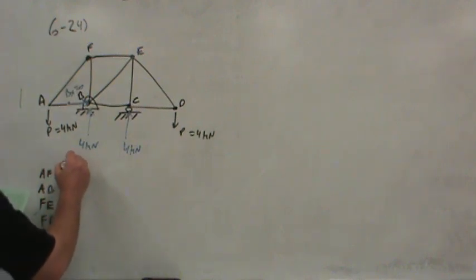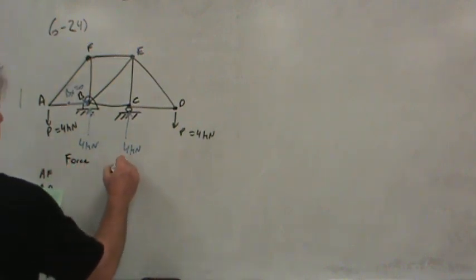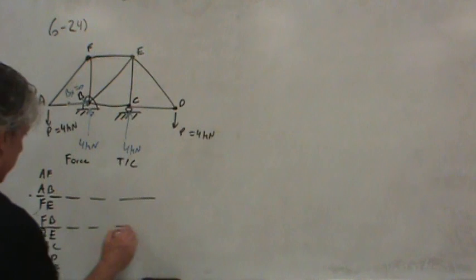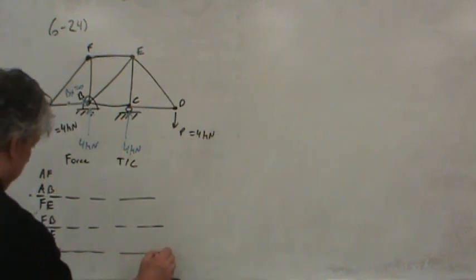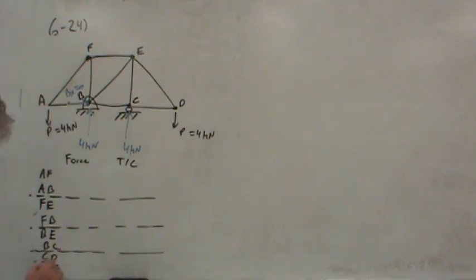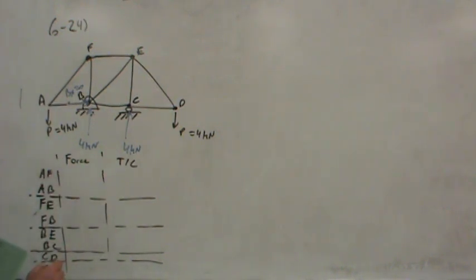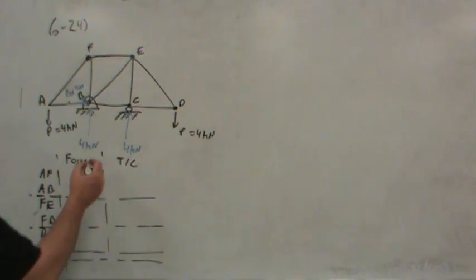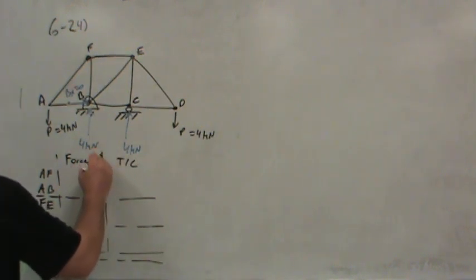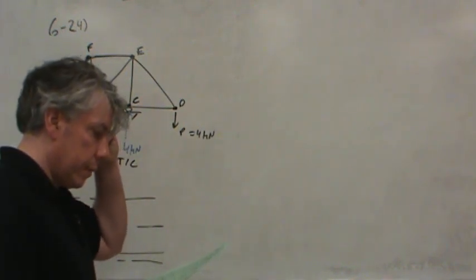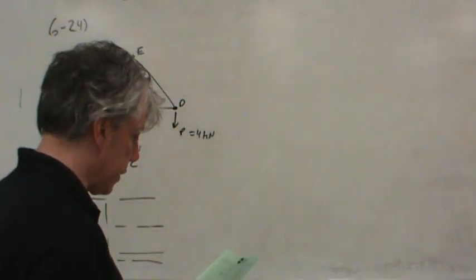So we'll need to know the force in each member and tension versus compression. Hopefully I can keep all of this straight. Guess we'll do something like that. There we go. Of course, we're in metric units, so the force will be in kilonewtons because that's what's given. And tension or compression obviously has nothing to do with English or metric units at all.